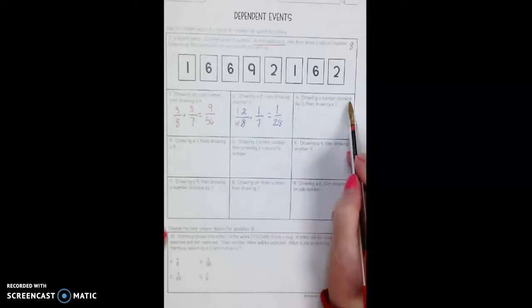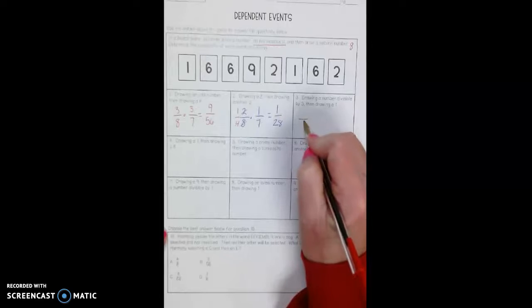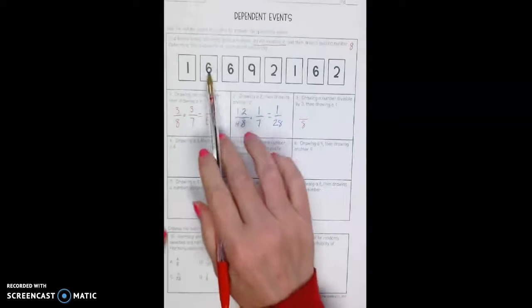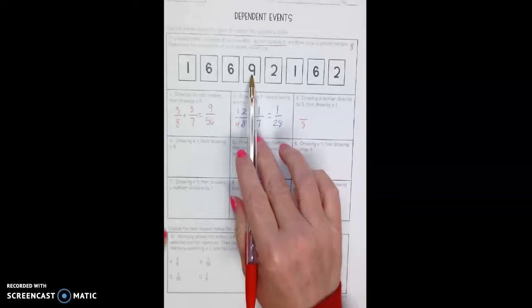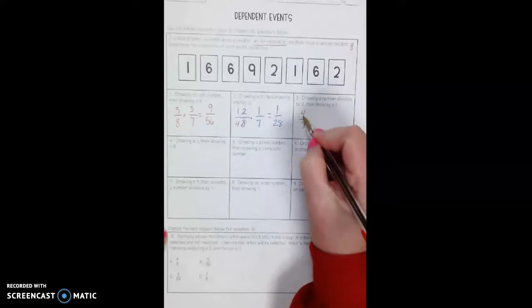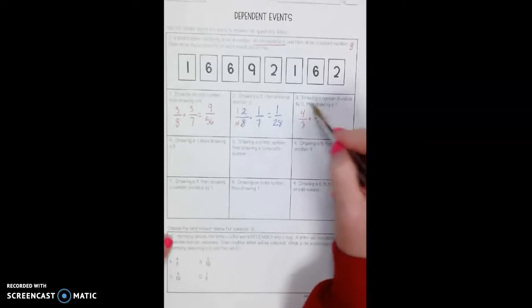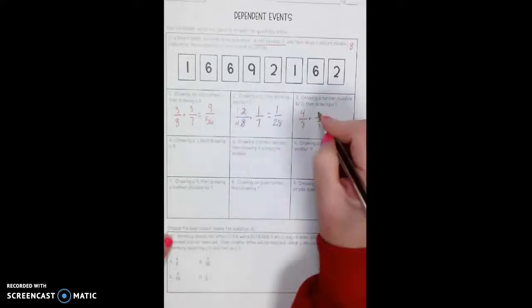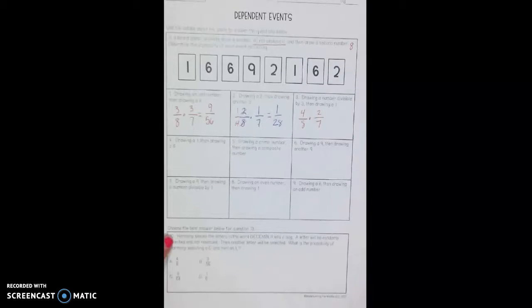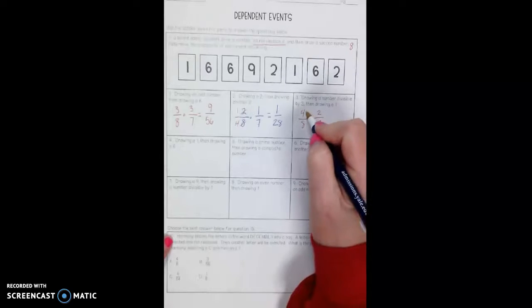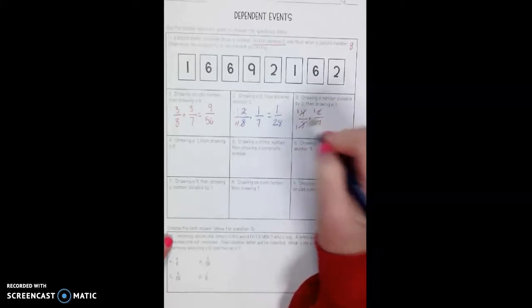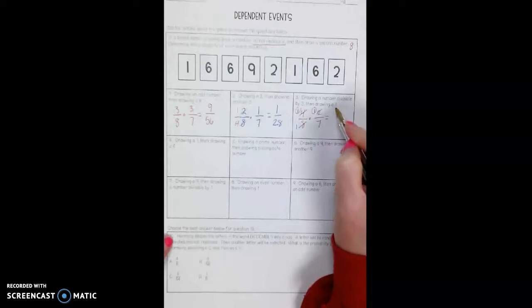For number 3, drawing a number divisible by 3. That means we can divide 3 into it. Well, 6 works, and we've got 3 of those, and a 9. We've got 1 of those, so that's 4 out of 8. We took one of those cards out, so we now have 7, and then drawing a 1, we have 2 of those. We can simplify here. Well, I know 4 times 2 equals 8, so these are all now 1s. So 1 times 1 equals 1, and 1 times 7 equals 7.